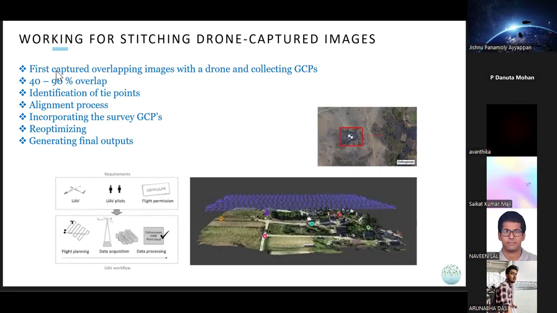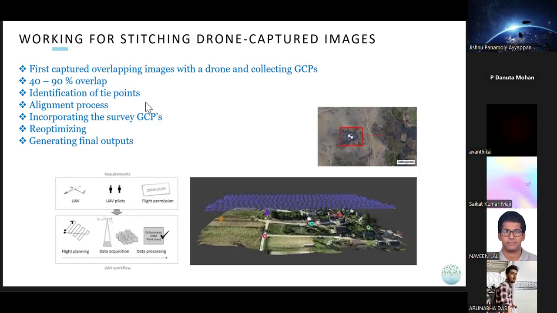That is, the drone captures a series of overlapping images. It is said in the literature that 40 to 90% overlap is desirable. But to have error-free data, it is always advised to have 75 to 90% overlap whenever you fly a drone.